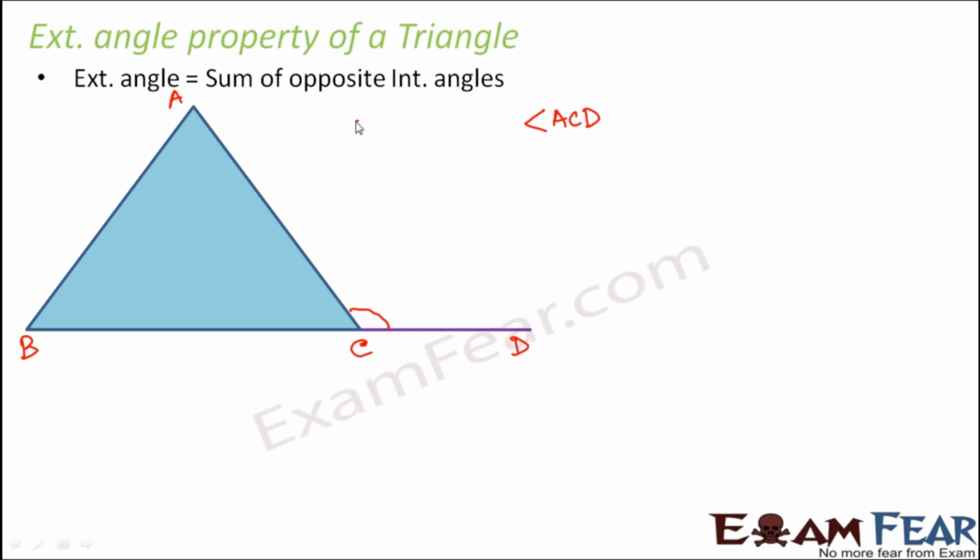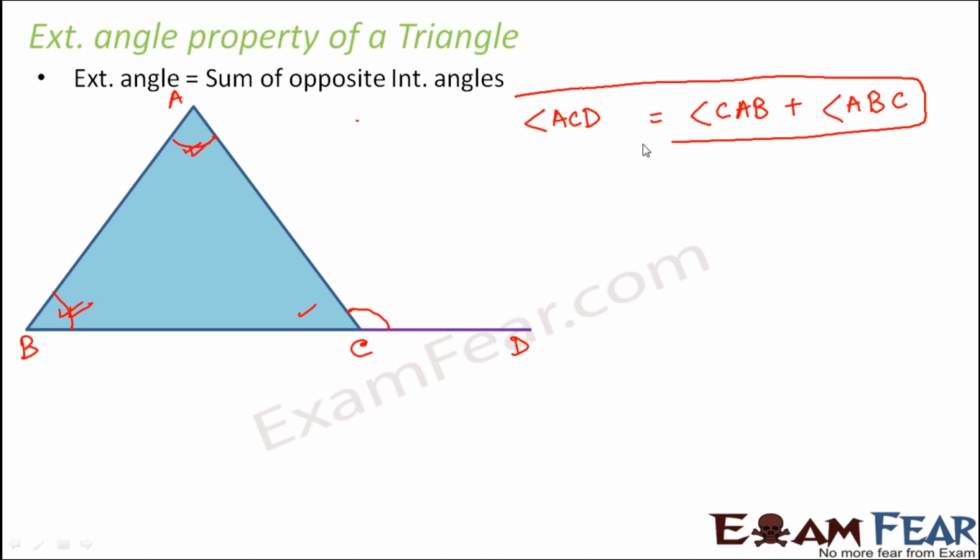Now this property says that the exterior angle is equal to the sum of the opposite interior angles. So which would be the opposite interior angles for this exterior angle? We have three interior angles, 1, 2 and 3. Out of these, which two would be the opposite interior angles? This one is not opposite because this interior angle is adjacent to the exterior angle. They are located side by side. So when you talk about opposite interior angles, it would be these two angles. So angle ACD will be equal to angle CAB plus angle ABC. This is what the property is.